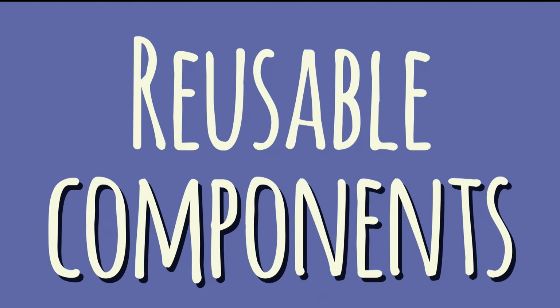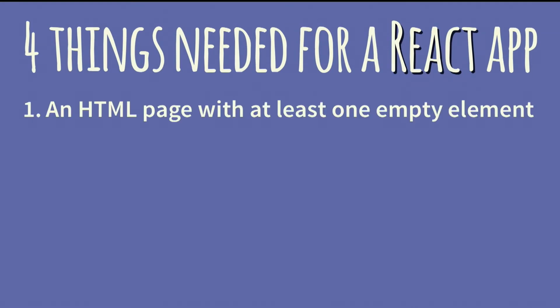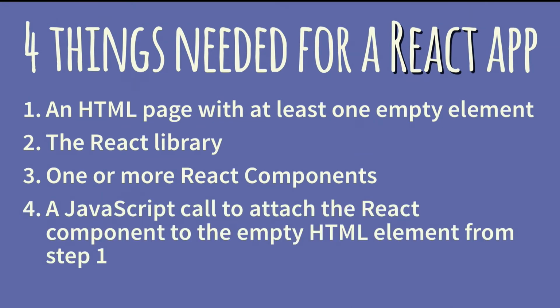So also in React, we have something called components. And we have reusable components so that you don't have to write the same code over and over. And we'll see an example of that in a little bit. So for a React application, you only need at a minimum 4 things. You need an HTML page with at least one empty element on it. You, of course, need the React library, so you'll have to import that. You need 1 or more React components. And then you need a JavaScript call to attach one of those components to the empty HTML element from step 1.